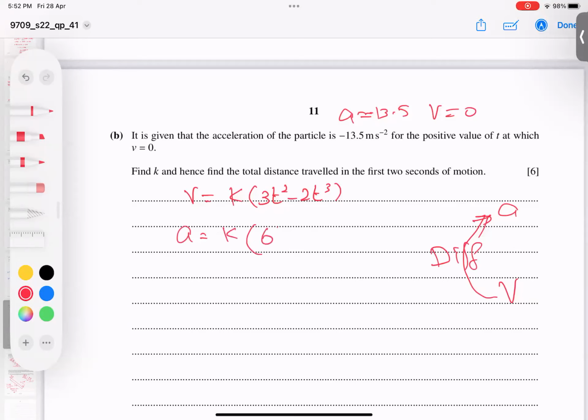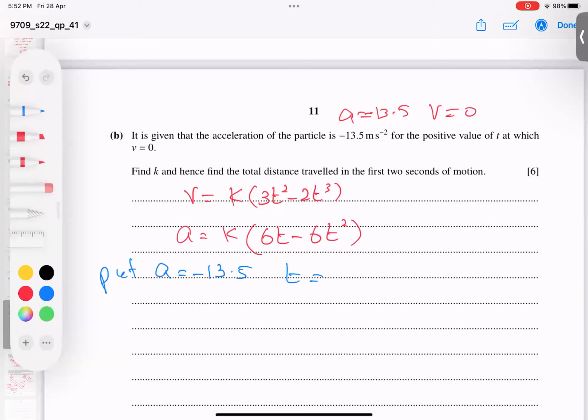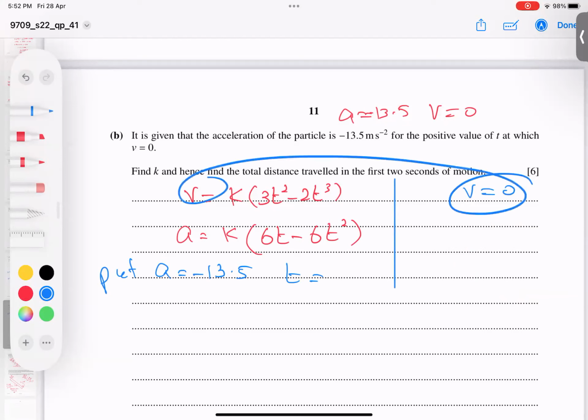The 2 comes down and the power is 1 less. 2 times 3 is 6, and the power is 1 less, so 6t. Afterwards, I will plug in acceleration equal to −13.5 and time equal to... not time, oh, I don't have the time. There's another trouble. So I will plug in velocity 0 in the expression to get the time. Let's see what answer comes.